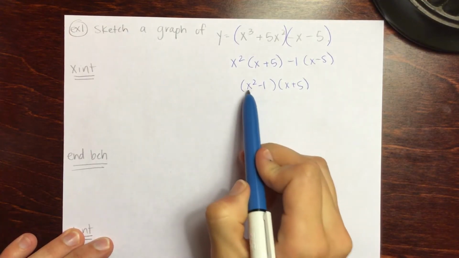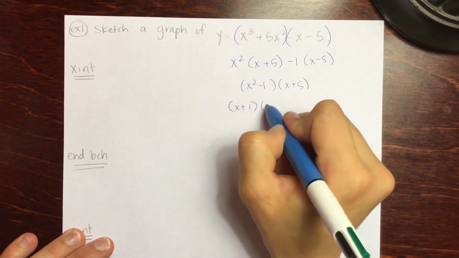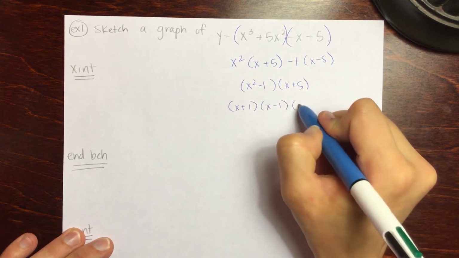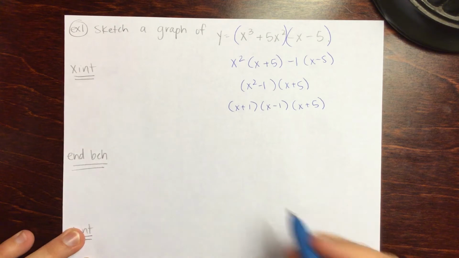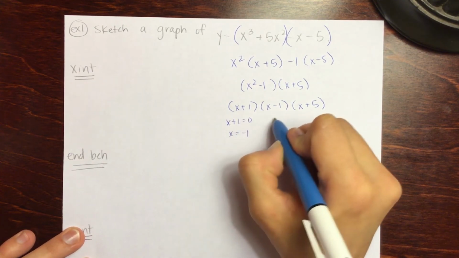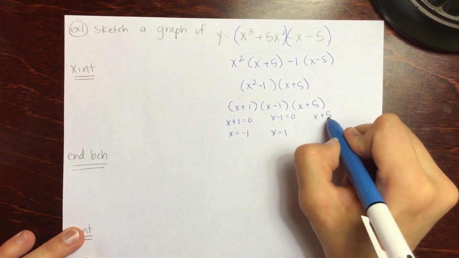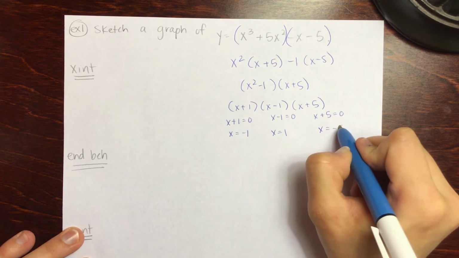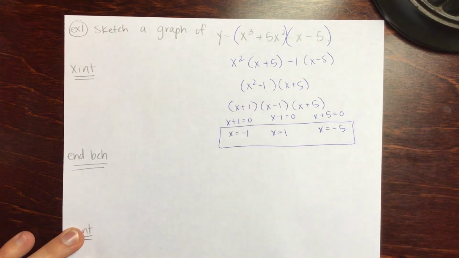Don't forget that now I have a difference of squares. I can square root this and end up with a positive and a negative. The pattern is to have 1 plus and 1 minus. All right, so now it's factored, but to find my x-intercepts, I need to set each factor equal to 0. These are my x-intercepts.